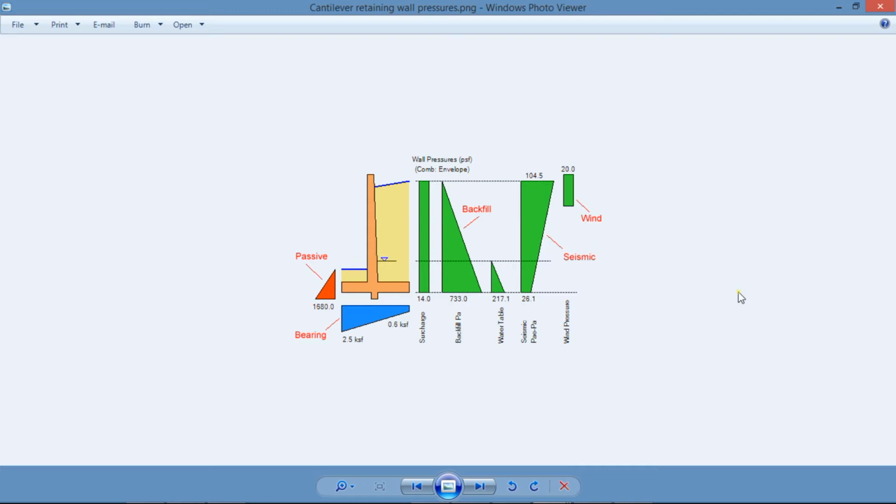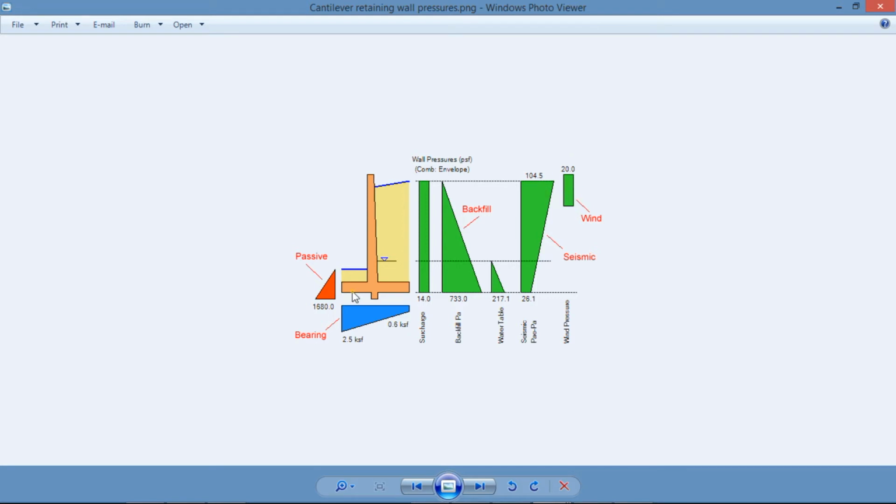Each applied load has a particular effect in the wall. For example, the backfill exerts a triangular lateral pressure. This is calculated based on the corresponding lateral pressure theory. Surcharge produces a uniform rectangular pressure on the wall. Seismic pressure is trapezoidal with a higher pressure at the top. And finally, the wind is uniform over the area where it's applied.